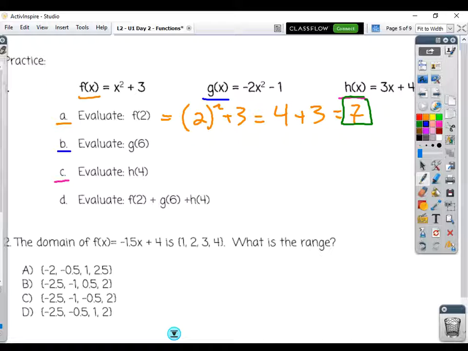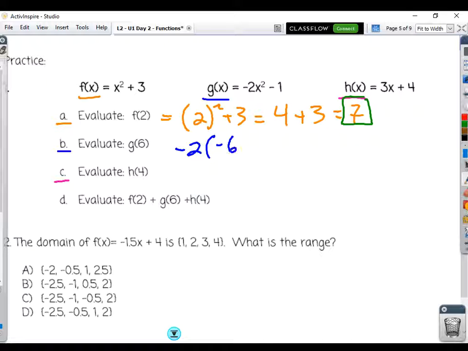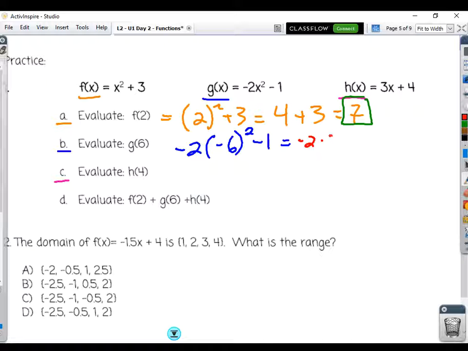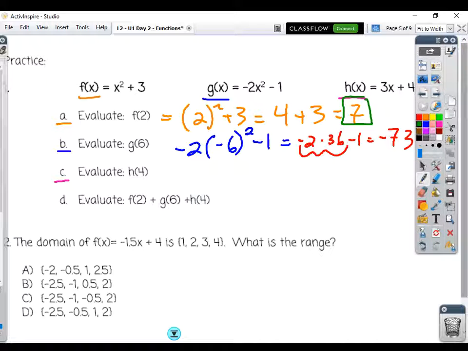For g of 6, be very careful with g of 6. You're going to have a negative 2, parentheses, negative 6 in the parentheses there, squared, minus 1. And when you simplify that, we do exponents first. And exponents first gives me 36. And then negative 2 times 36, I'll write that down, negative 2 times 36 minus 1 ends up giving me negative 73, because we had negative 72 right here. Negative 72 minus 1, negative 73. So that's what I get when we evaluate g of 6.